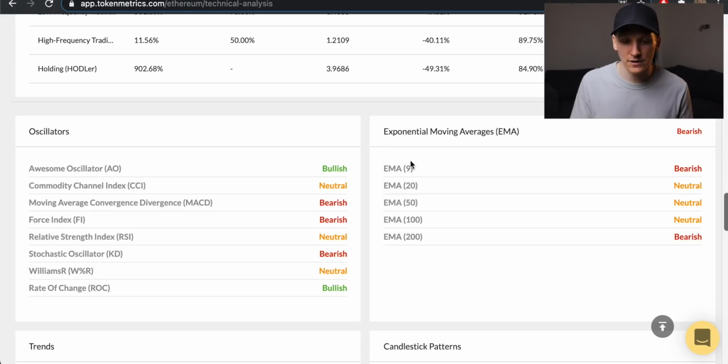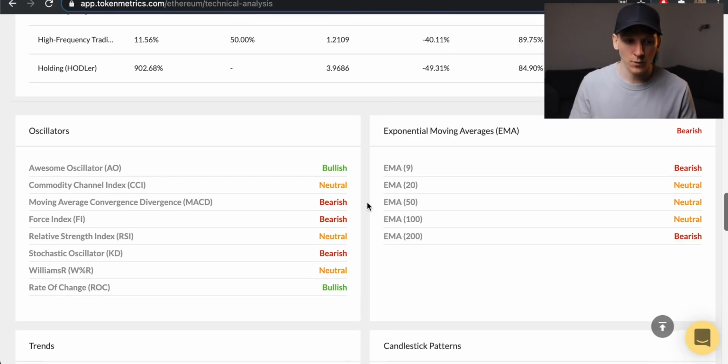EMAs, we know what moving averages are now, 9, 20, 50, all together. Instead of showing it on a chart, it will essentially just give you an outlook. Bearish, neutral, bearish. This doesn't necessarily mean that you shouldn't trade it. Essentially, it just tells you that the price now in correlation to prices over these time periods is much lower. It doesn't mean that it's a bad thing. It could potentially be a buying opportunity for some people.